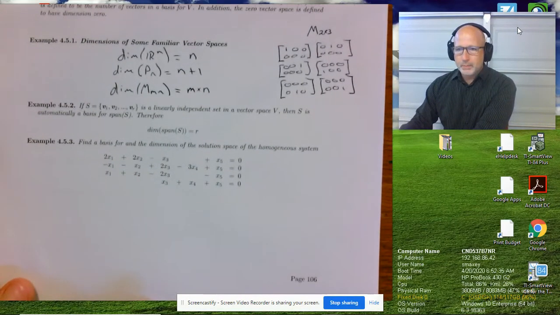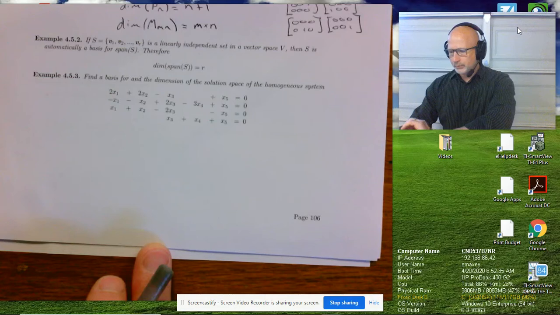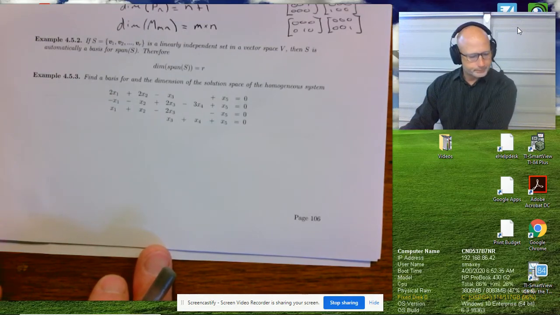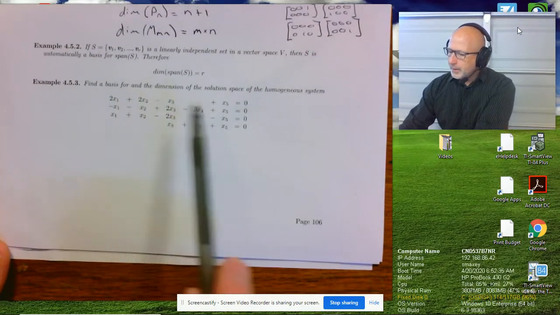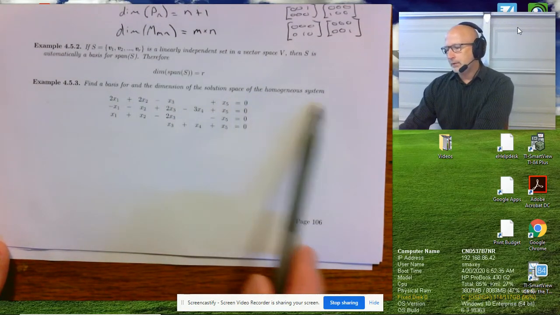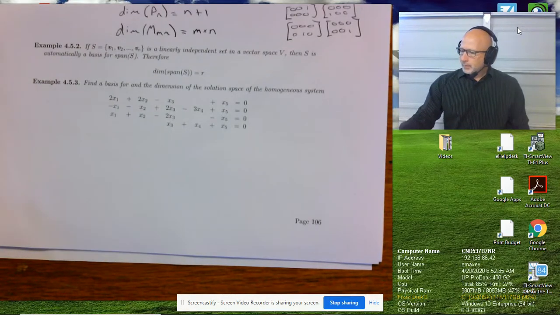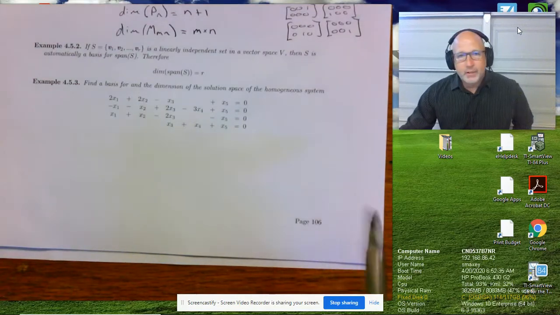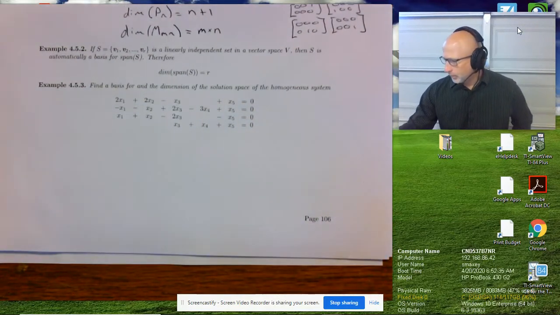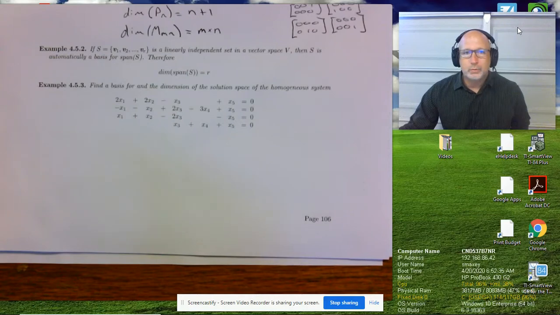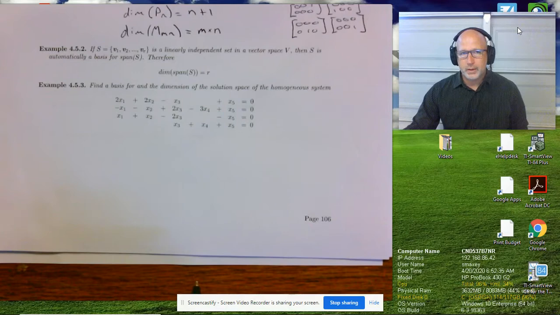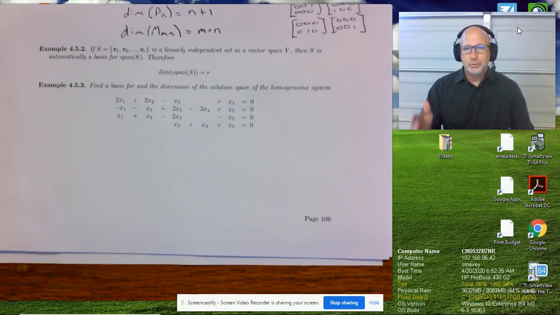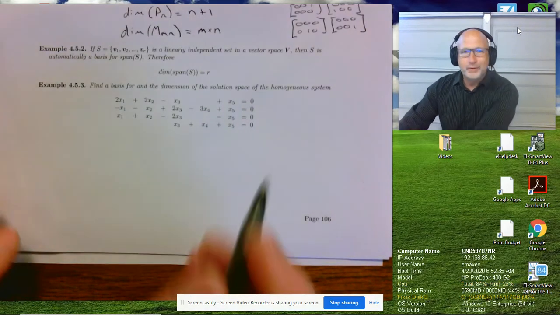Okay, page 106, or sorry, not page 106, example 4.5.3. Find a basis for and the dimension of the solution space of the homogeneous system. I'm going to leave this to you guys to solve. You have lots of different ways to solve this now. You can put it in matrix form. You can use MATLAB. You can do row reduced echelon form, Gauss-Jordan elimination. We have all these different tools to use to solve this. You can do this on your own. I'm not going to do this for you.